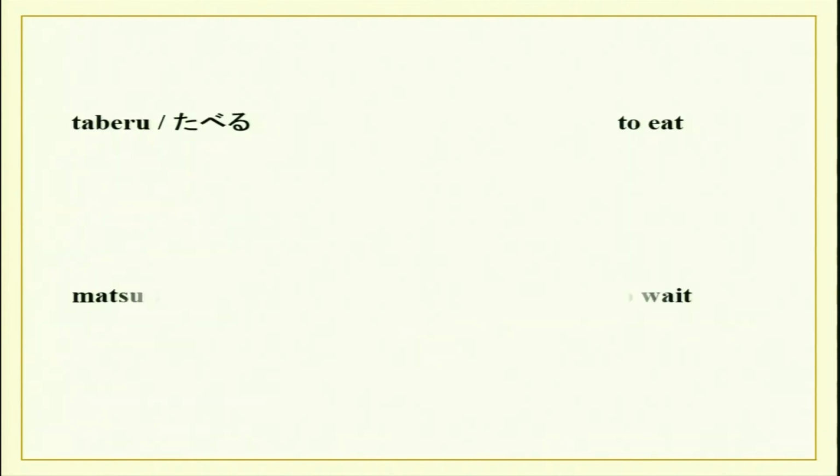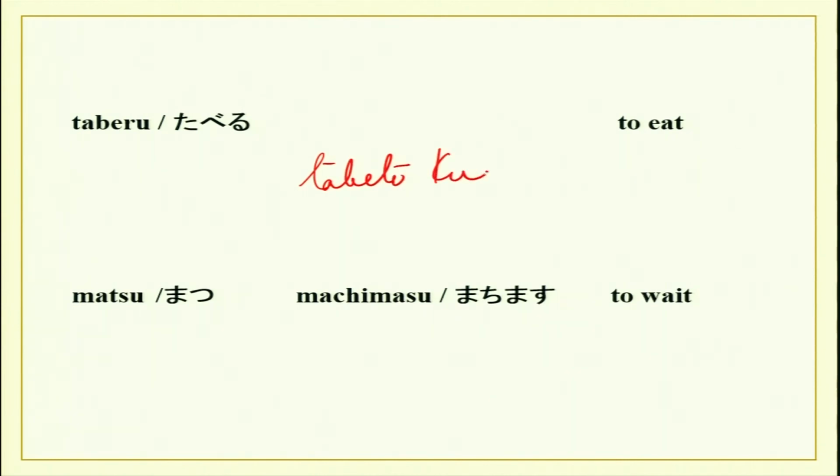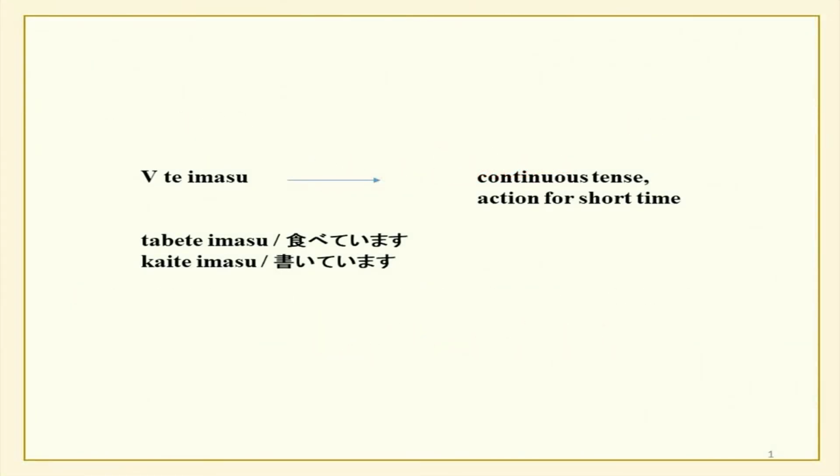For example, taberu and matsu. So, matte kudasai and tabete kudasai. Tabete kudasai, please eat, and matte kudasai, please wait. Now, verb in te imasu form is continuous tense, where an action is happening over a period of time, and the time duration of the activity happening is not very long. The span is not very long, it is a short span.